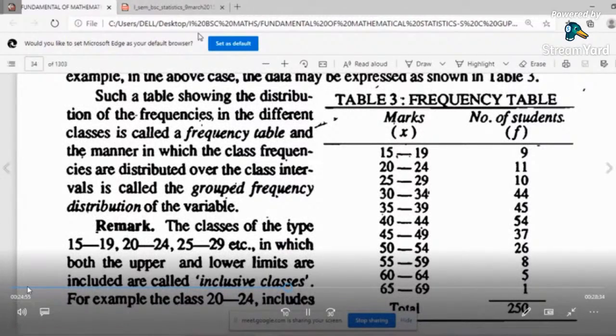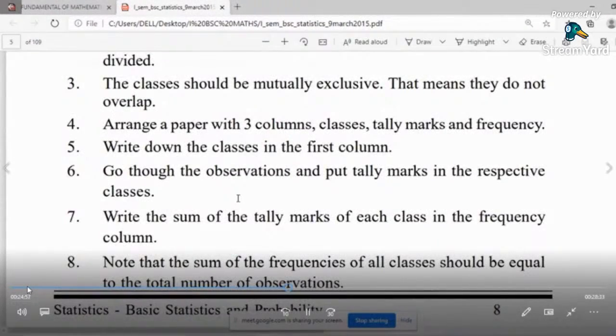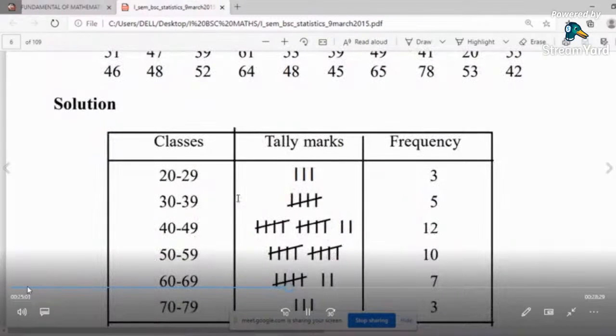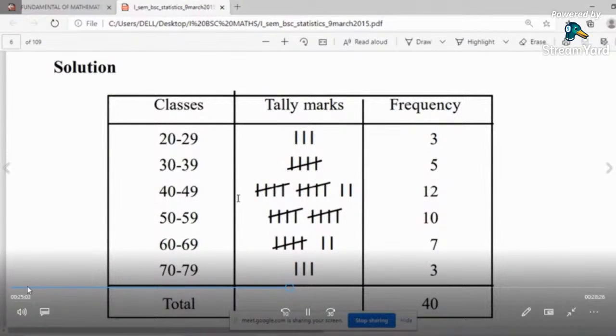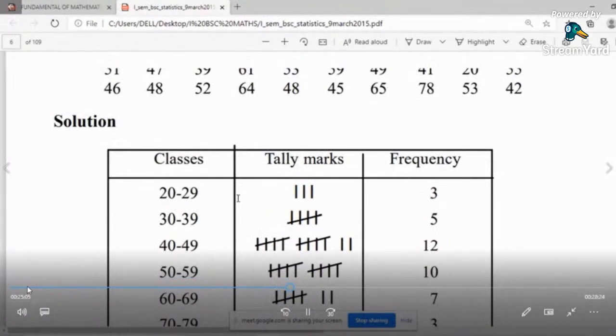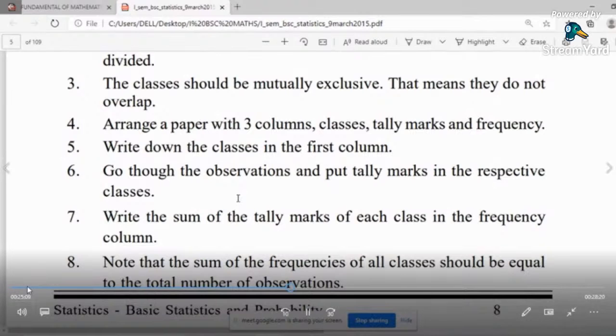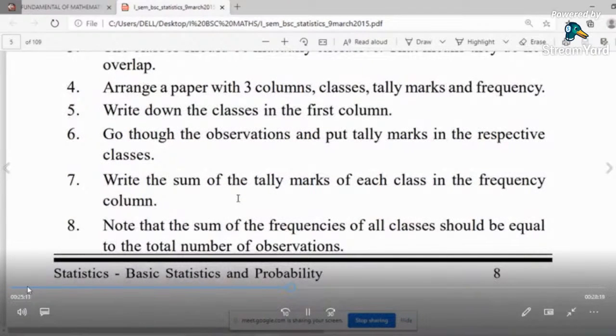Okay. Put the sum of that tally mark in the third column, the frequency column. Okay. Next step. Write this down. The eighth step is to note that the sum of frequencies of all classes should be equal to the total number of observations.